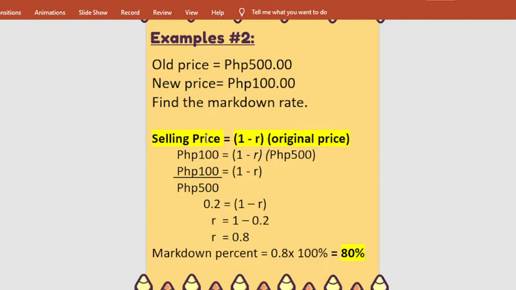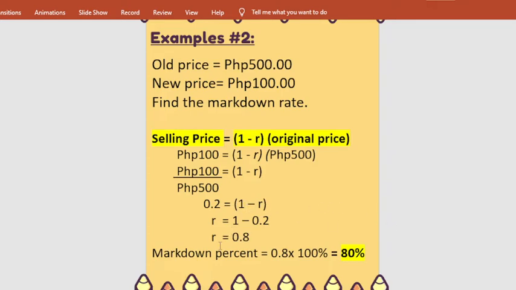So, selling price is equal to (1 minus R) times the original price. And then, we have to substitute the given value. So, 100, which is the selling price, is equal to (1 minus R) times 500. Okay, so 100 over 500 is equal to 1 minus rate. So, 100 over 500 is equal to 0.2, which is equal to 1 minus rate.